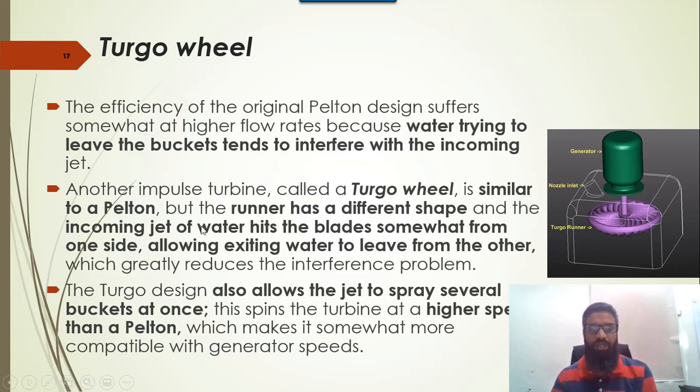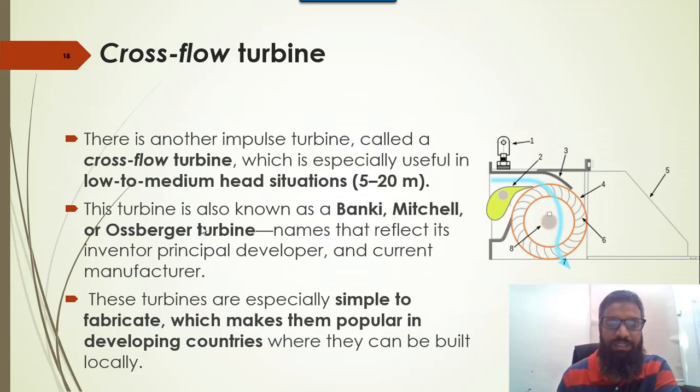So the Turgo design also allows the jet to spray several buckets at once. This spins the turbine at higher speed than Pelton turbine, which makes it somewhat more compatible with the generator speed.